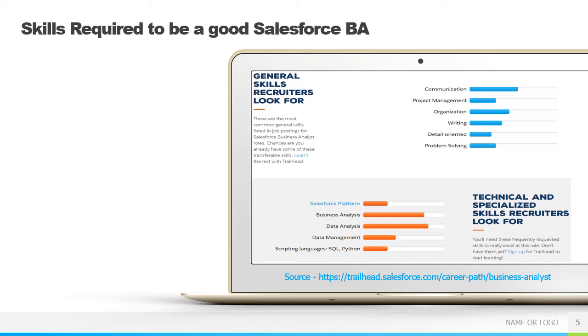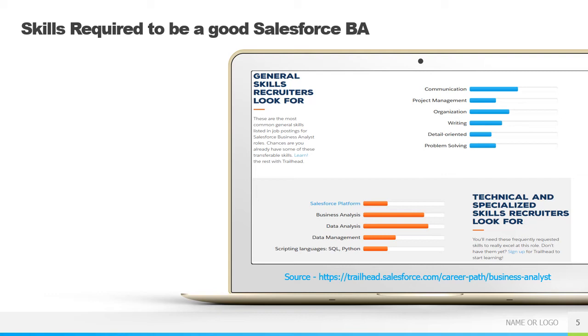Communication, project management, organization, writing skills. Now you will be creating a lot of documentation. Yes, there will be standard documentation and training available from Salesforce, but that's very rarely used, if at all, because in my experience working for a couple of different companies, I haven't seen them using Salesforce's help documentation a lot. They would rather have us, Salesforce BAs, create our own training documentation.